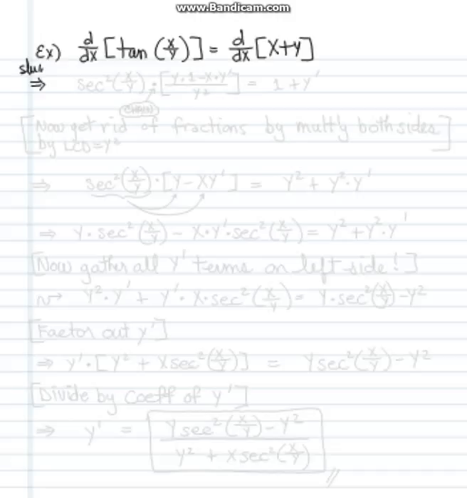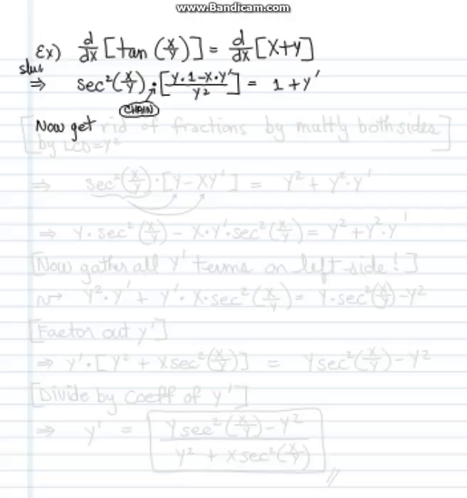So starting on the left side, the derivative of tan is secant squared of the argument x over y, and now we hit it with the chain rule, the derivative of x over y using the quotient rule. And remember, we're doing implicit here, so whenever you have y and you take the derivative, you have to hit it with the y prime. On the right side is just a derivative of x plus a derivative of y.